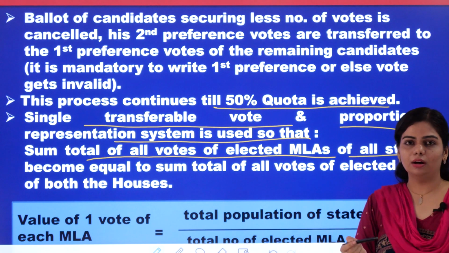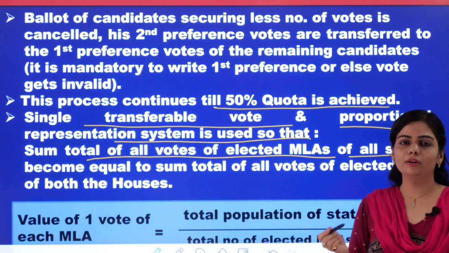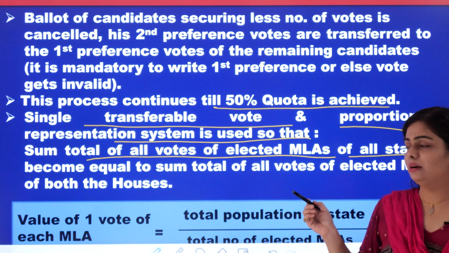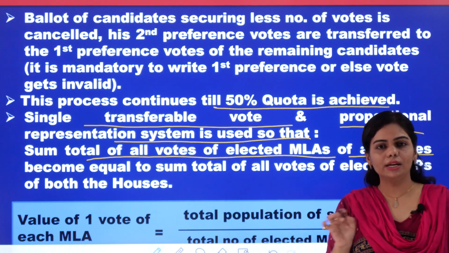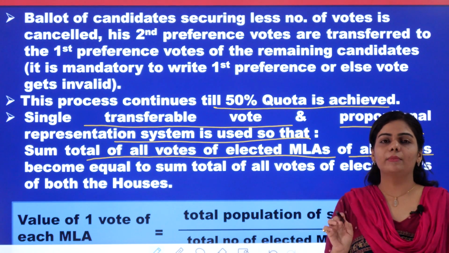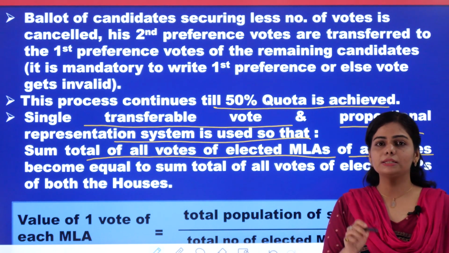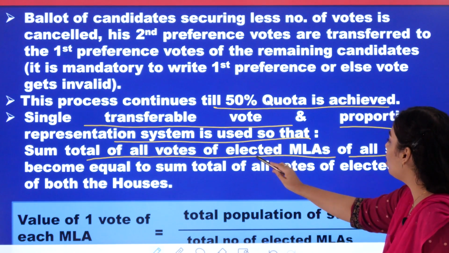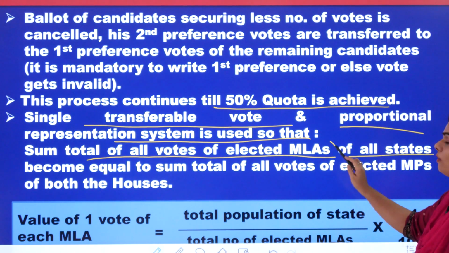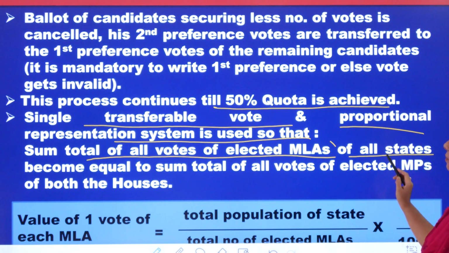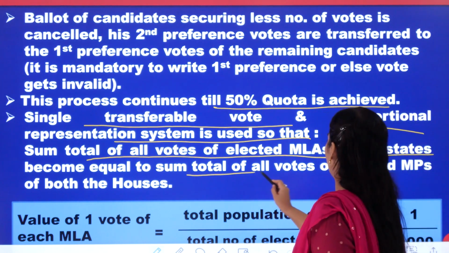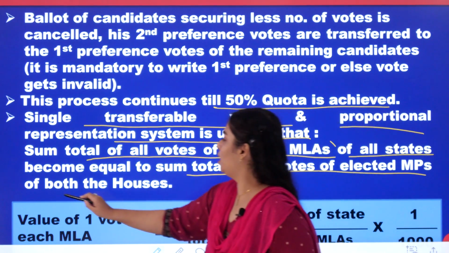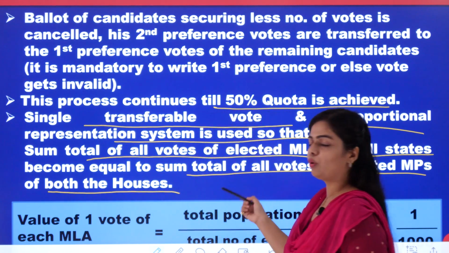So we have been mentioning and studying that the electoral college consists of elected MPs and elected MLAs of various states, and also elected MLAs of Union Territories, Delhi and Puducherry. So the sum total of all votes of MLAs of various states should come equal to the sum total of all votes of elected MPs of both the houses.